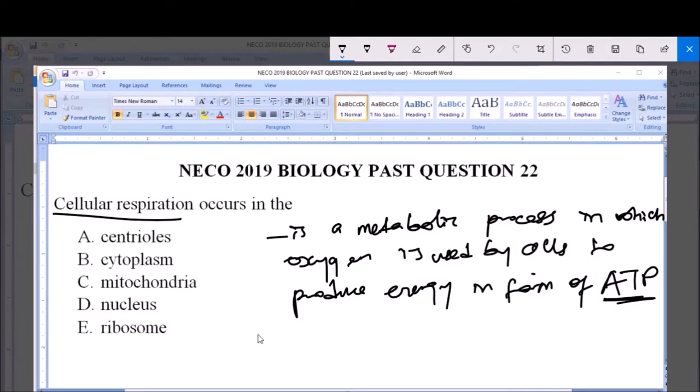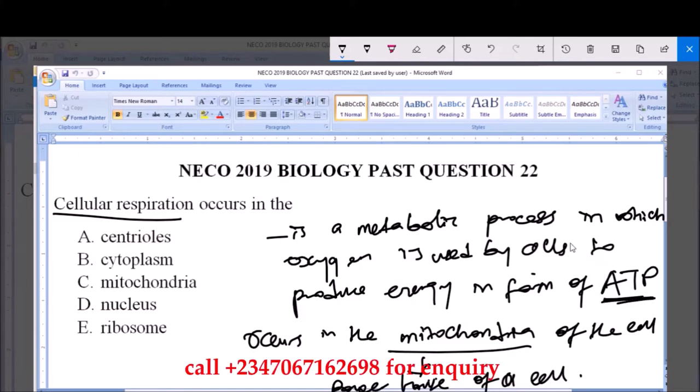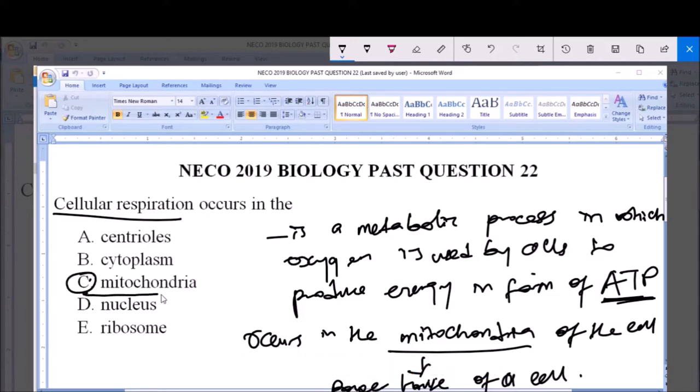Now this cellular respiration occurs in the mitochondria of the cell. This is why mitochondria is regarded as the powerhouse of a cell, because it is in the mitochondria that cellular respiration occurs, thereby producing energy that is required by the body. So cellular respiration occurs in the mitochondria, which is option C.